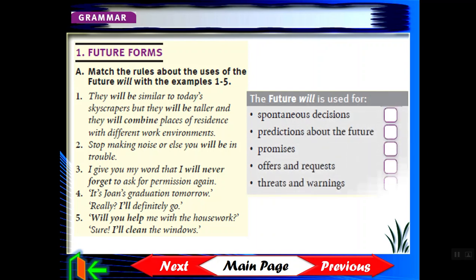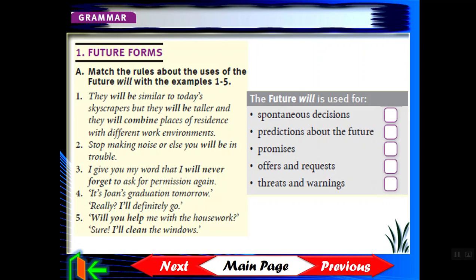Now, look at these 5 usages of the future. The future will is used for 5 points. Here, the first point, spontaneous decisions, قرارات لحظية أو عفوية. The second point, predictions about the future, when you talk about possibilities, تنبؤات about the future, promises, وعود, offers and requests, عروض وطلبات. And the last point, threats and warnings, تهديدات وتحذيرات.